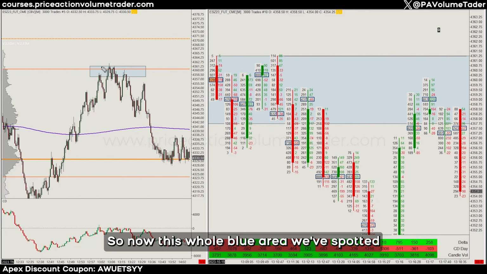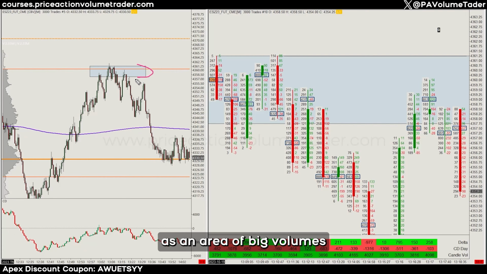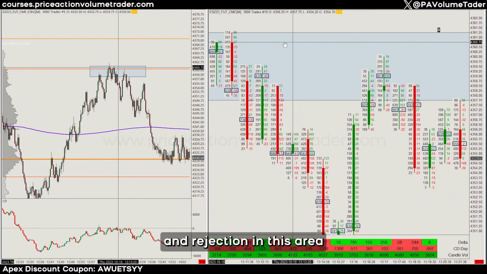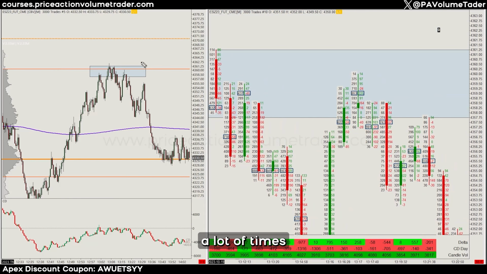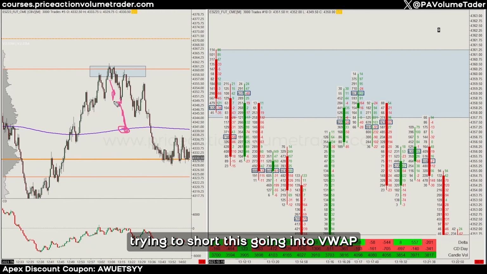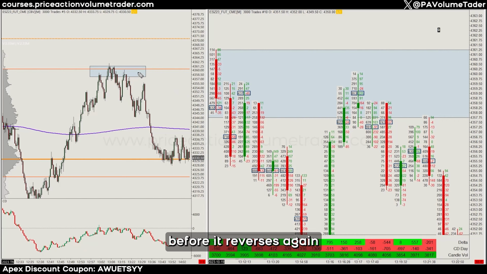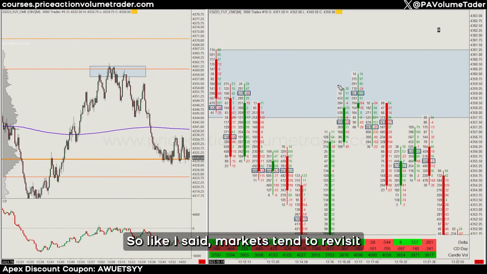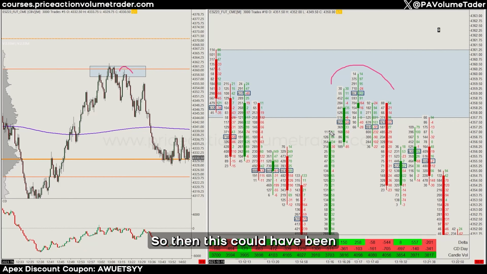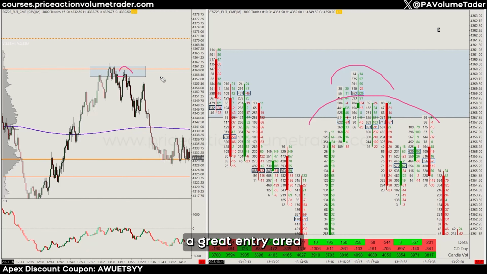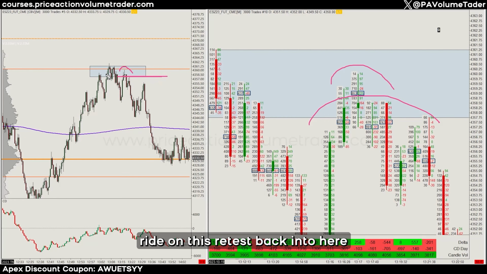Okay, so now this whole blue area, we've spotted it as an area of big volumes that are absorbing. There's just a lot of activity and rejection in this area. And like I said, a lot of times you would see this coming down, and then people start trying to short this going into VWAP, and then they just get a quick spike back up to stop them out before it reverses again. So like I said, markets tend to revisit these areas, as we can see right here.